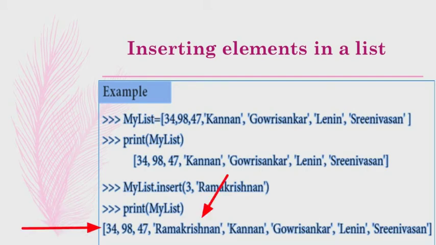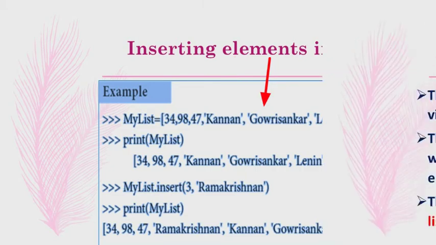See here, this insert function inserts the new element Ramakrishnan at index value 3, which means the fourth position. So the existing element Kannan shifts one position to the right. So this is the output.